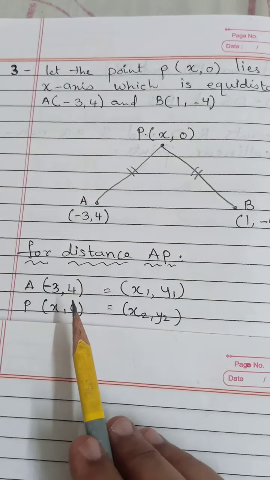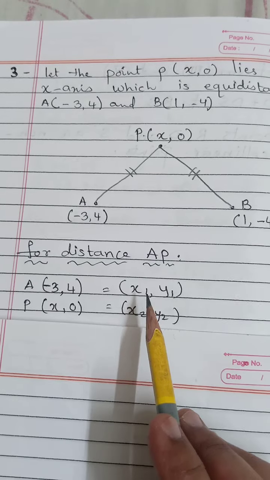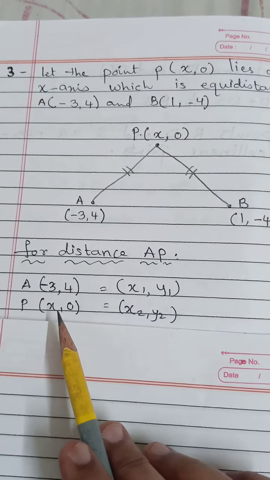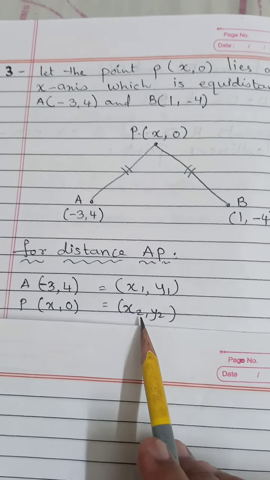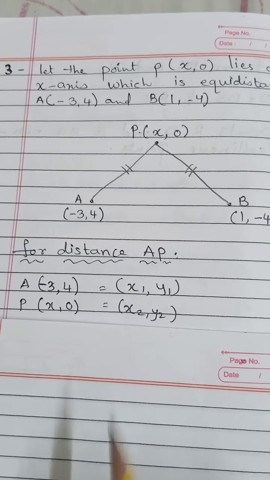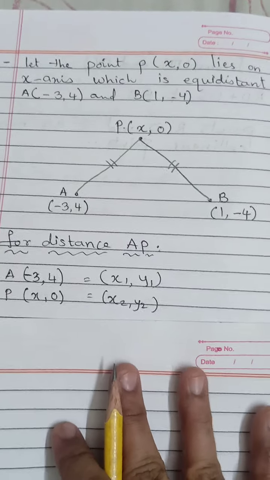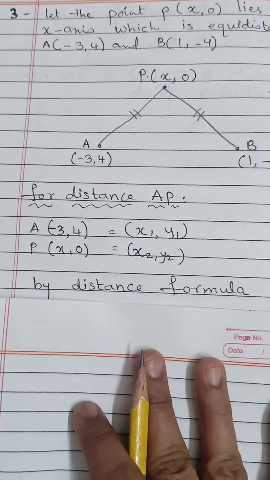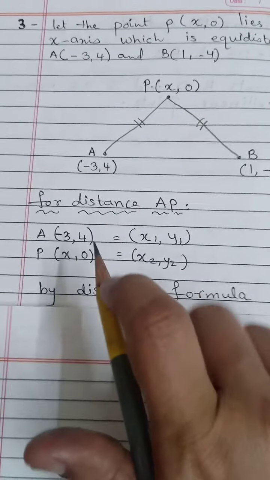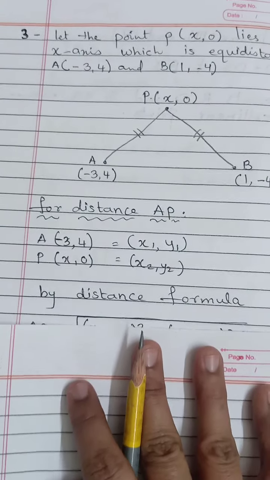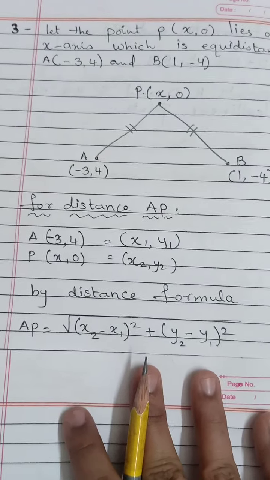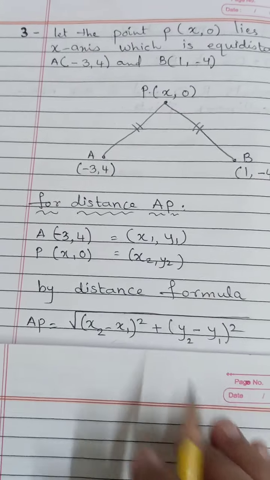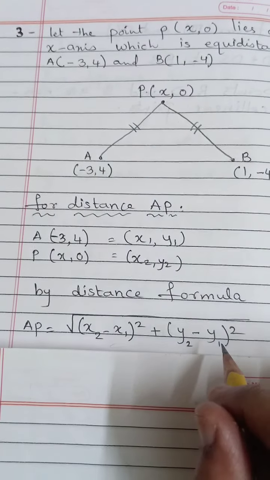Point A is (-3, 4). So the first point we have taken as x1, y1. The second point is P, whose coordinate we have taken as (x, 0), and we have to take it as x2, y2. After taking the points, we will write using the distance formula. And we know the distance formula: here the points are A and P, so obviously the distance will be AP, and our formula is the root of (x2 minus x1) the whole square plus (y2 minus y1) the whole square. Now we'll substitute the values here.